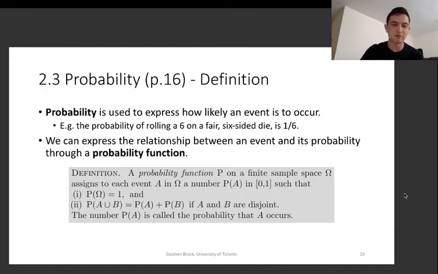The definition of a probability function states that a probability function P on a finite sample space omega assigns to each event A in omega a probability number such that the probability of A is in 0 to 1, and the probability of omega is equal to 1, and the probability of A union B is equal to the probability of A plus the probability of B if A and B are disjoint events. The number P of A is called the probability that A occurs.